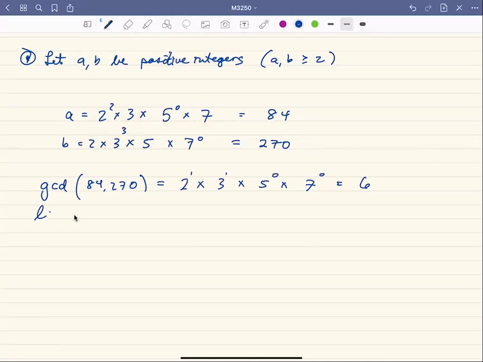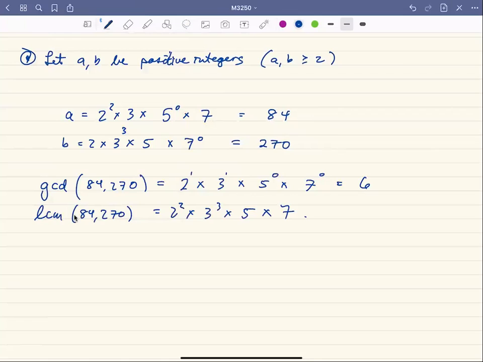On the other hand, to find the least common multiple, you pick the maximum exponent. So you look at 2 squared and 2, and you pick 2 squared. And 3 cubed and 3, you pick 3 cubed. 5 to the 0, 5 to the 1, the largest is 5. And 7 to the 0, 7 to the 1, the largest there is 7. Whatever that product turns out to be, I'm not going to compute it, but that'll be the least common multiple of 84 and 270.